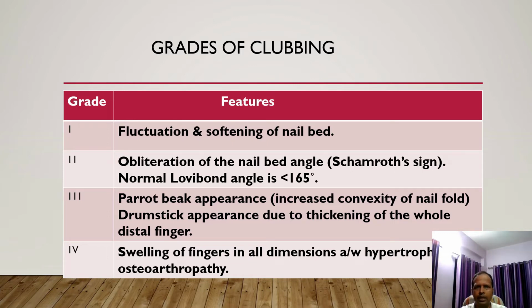Then grade 3, there is parrot beak appearance due to increased convexity of nail fold, and drumstick appearance due to thickening of the whole distal finger. You can remember it, grade 3. 3 in Hindi we call teen, and parrot we call tota. So 3 for tota, 3 for teen, and teen for tota. So parrot beak appearance in grade 3 clubbing. Now coming to grade 4, there is swelling of fingers in all dimensions associated with hypertrophic osteoarthropathy.